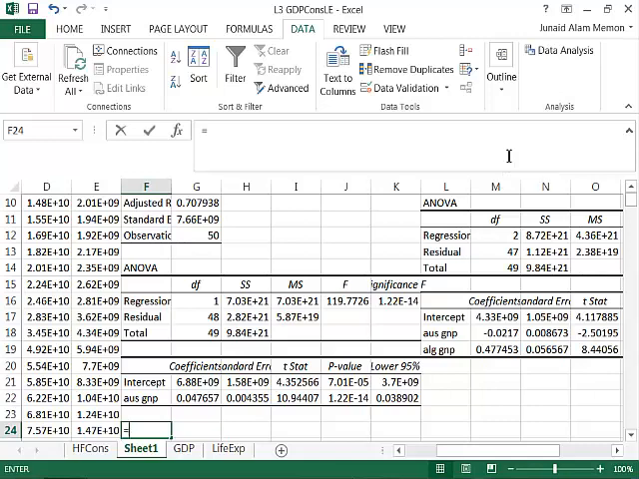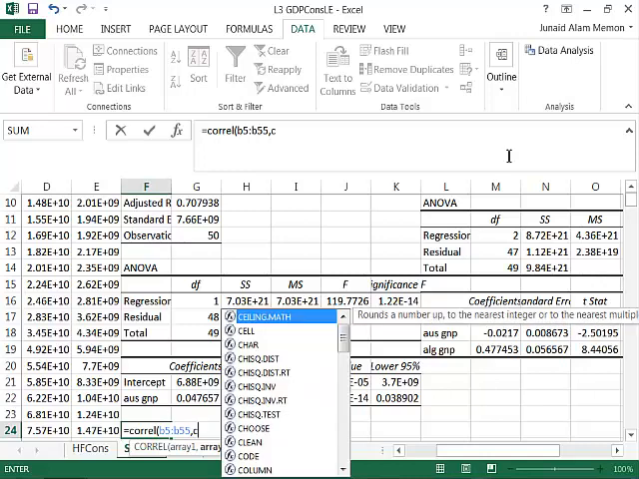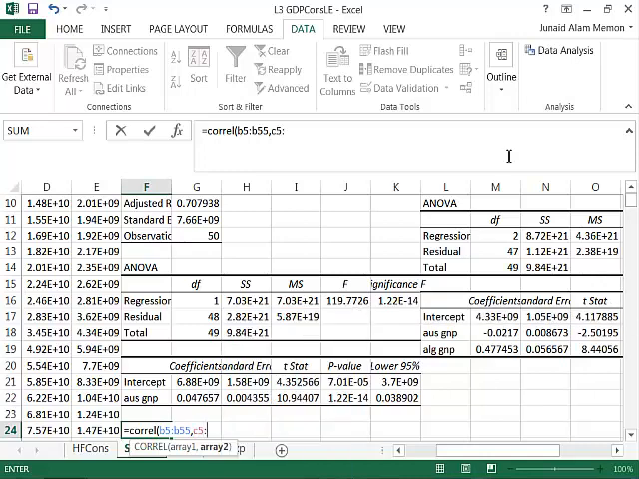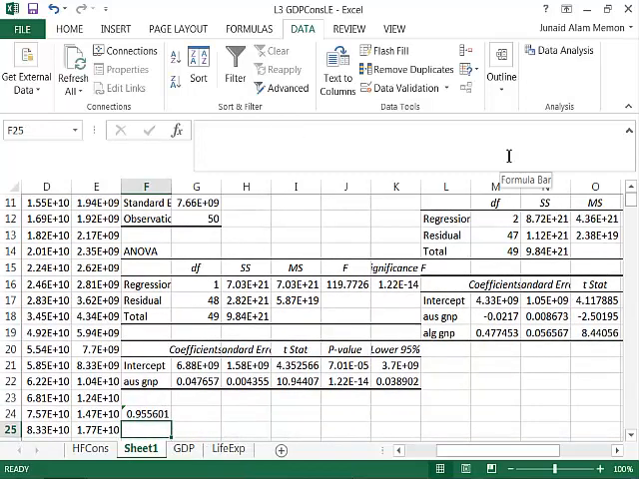Check it equals CORREL of B5 to B55, C5. 95% correlation between Australian GDP and Algerian GDP. And this will always be the case for any two GNP series because they are all strongly increasing.